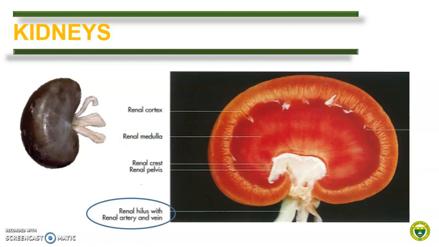Here is the renal hilus, where various important structures like the renal artery, renal vein, and the ureter are passing through. The renal pelvis is the expanded proximal end of the ureter. This is the one collecting the formed urine from the kidneys to the ureter.